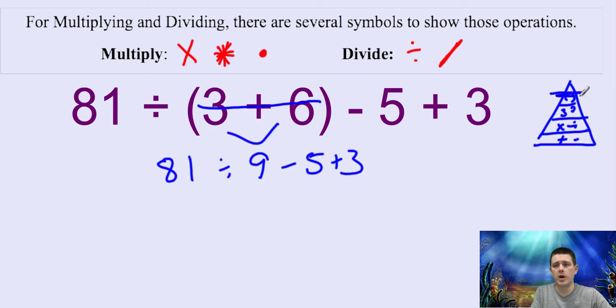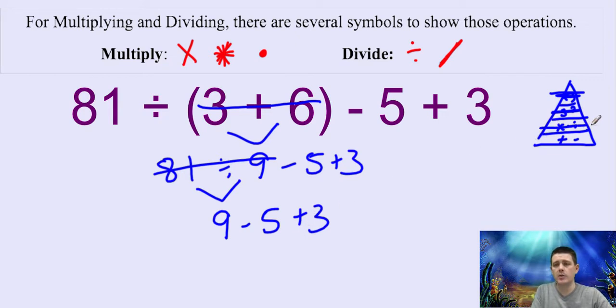So we're done with our parentheses. Next we look for exponents. There are no exponents in this problem, so we skip that one. Now we look at multiplying and dividing. I do see some dividing, so I'm going to take care of that. 81 divided by 9 is 9. Rewrite the rest of the problem. We get rid of the part we've done, and everything else slides down. Now I'm done with my multiplying and dividing.